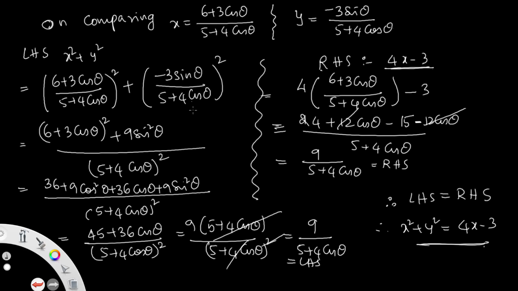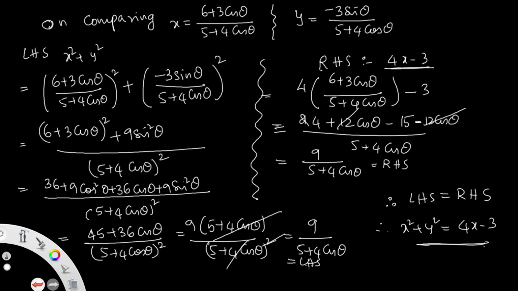X means squared, plus y squared. Now do the simplification, (5 + 4 cos θ)² in the denominator. The numerator is (a + b)² plus 9 sin² θ. Expanding (a + b)², 9 cos² θ and 9 sin² θ become 9. 36 plus 9, 45 + 36 cos θ, and the denominator cancels, giving 9/(5 + 4 cos θ). This is the LHS part.